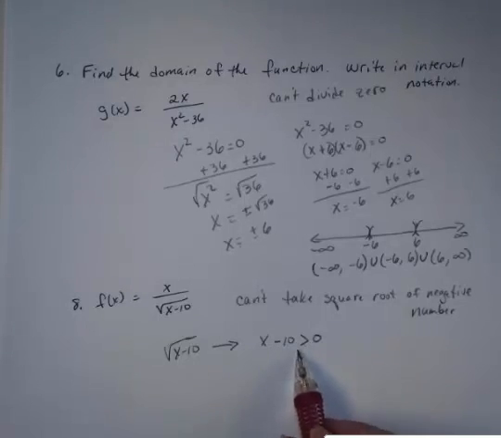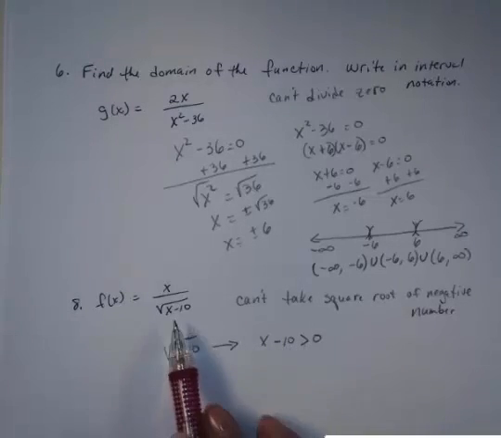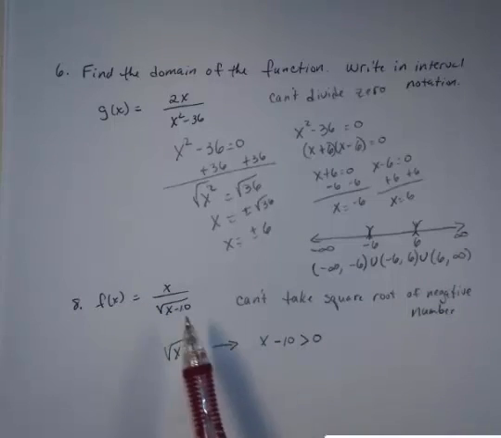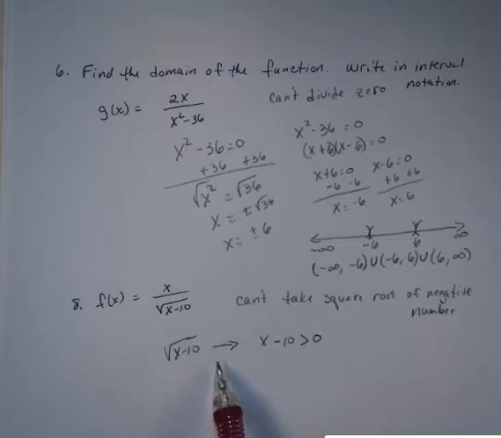So any other value will be fine. As long as we end up greater than 0, we'll be fine as far as we can't divide by 0, and we can't take the square root of a negative number. Now if this was not in the denominator and it was in the numerator, and we didn't have something on the bottom, then we would just have it greater than or equal to 0, because we're allowed to take the square root of 0. So now we're just going to solve it.